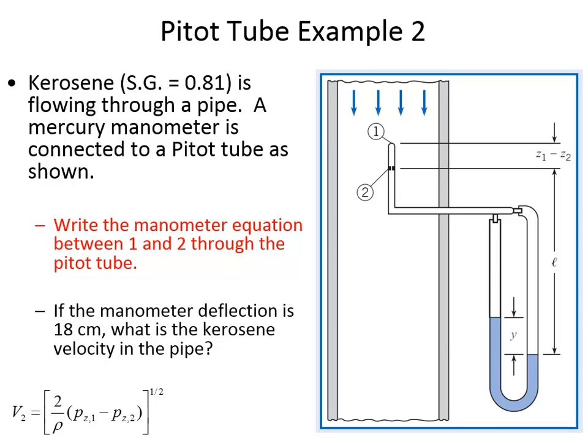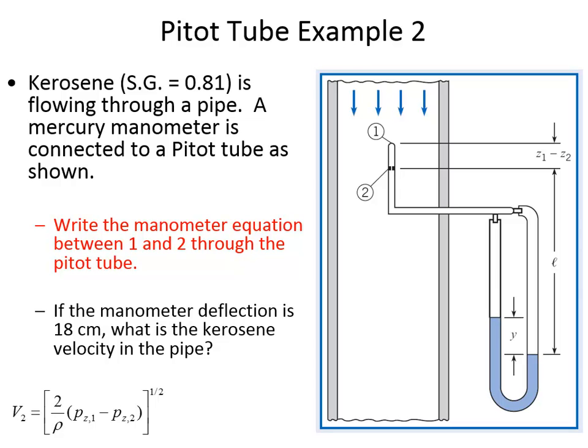So the next thing I'm going to do is group this by piezometric pressure. So group by P sub z is equal to P plus gamma z. And what I mean by group is we've got P1 plus gamma of kerosene times Z1 minus P2 plus gamma of kerosene times Z2 is equal to y times gamma of mercury minus kerosene.